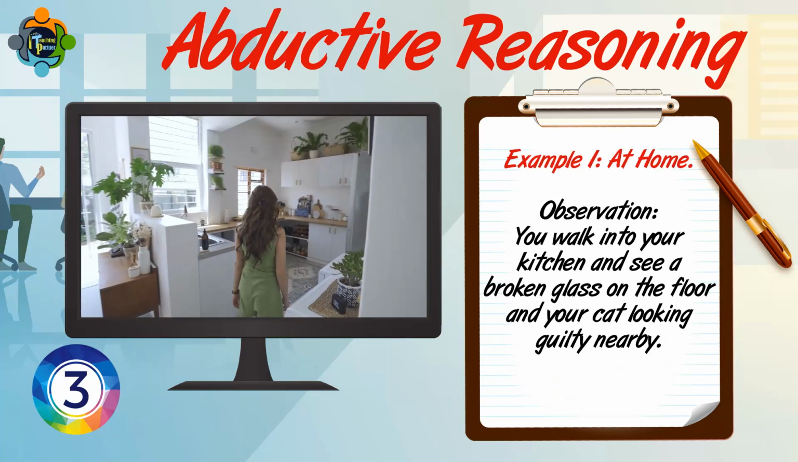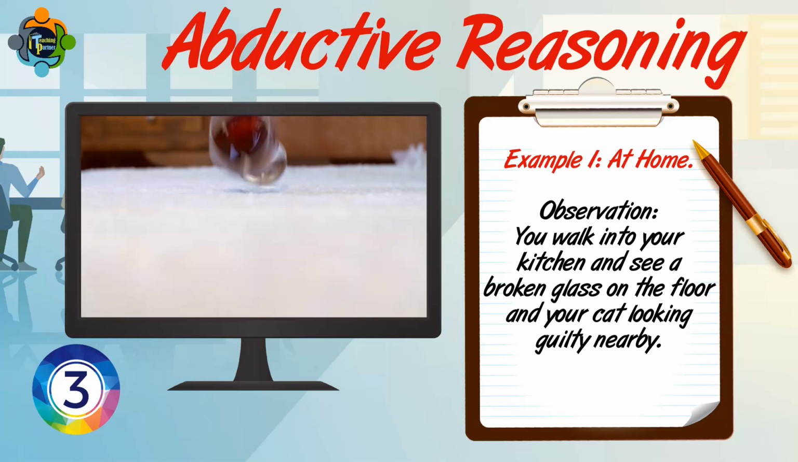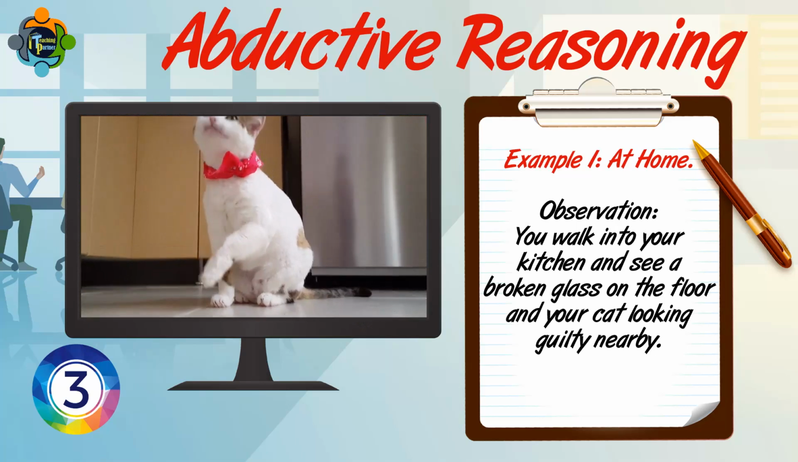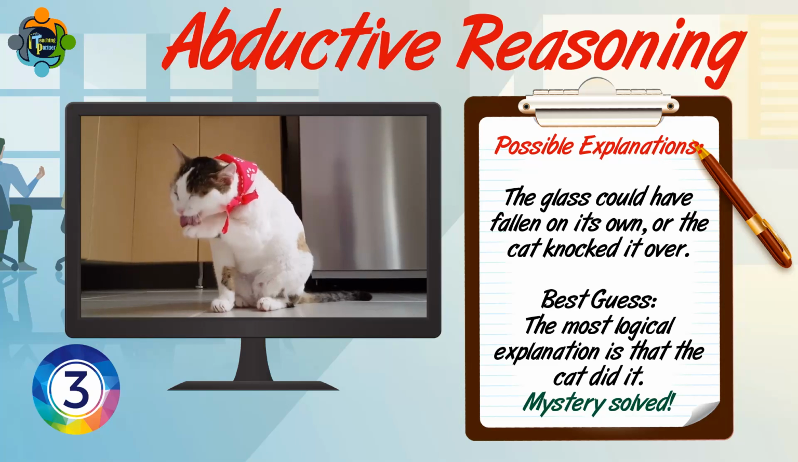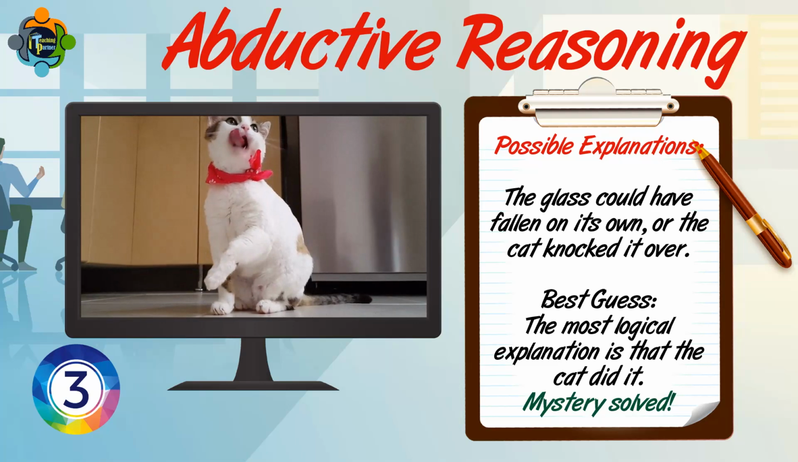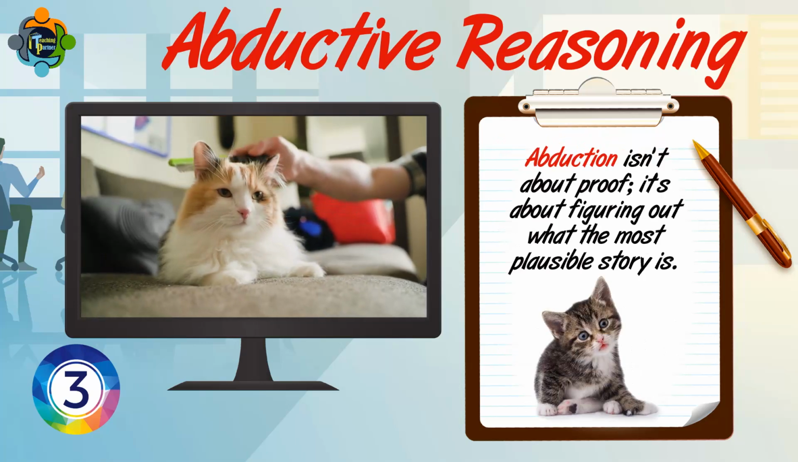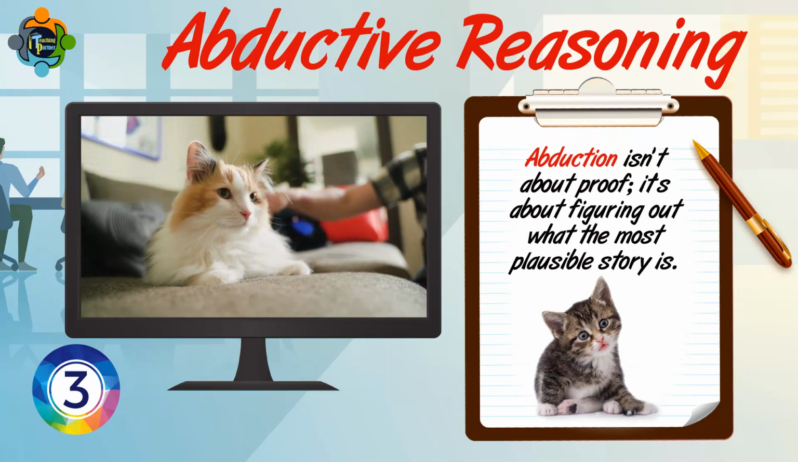Example number 1, at home. Observation: you walk into your kitchen and see a broken glass on the floor and your cat looking guilty nearby. Possible explanations: the glass could have fallen on its own or the cat knocked it over. The most logical explanation is that the cat did it. Mystery solved. Abduction is not about proof, it's about figuring out what the most plausible story is.